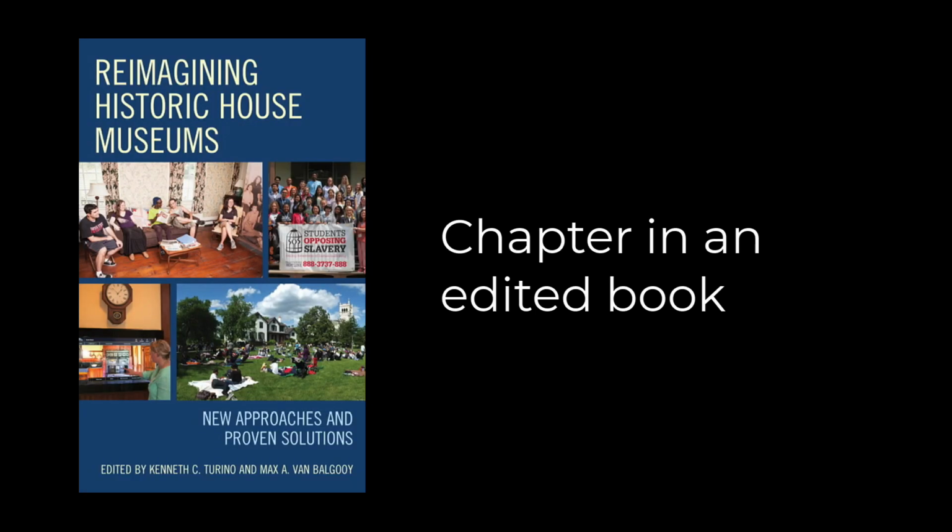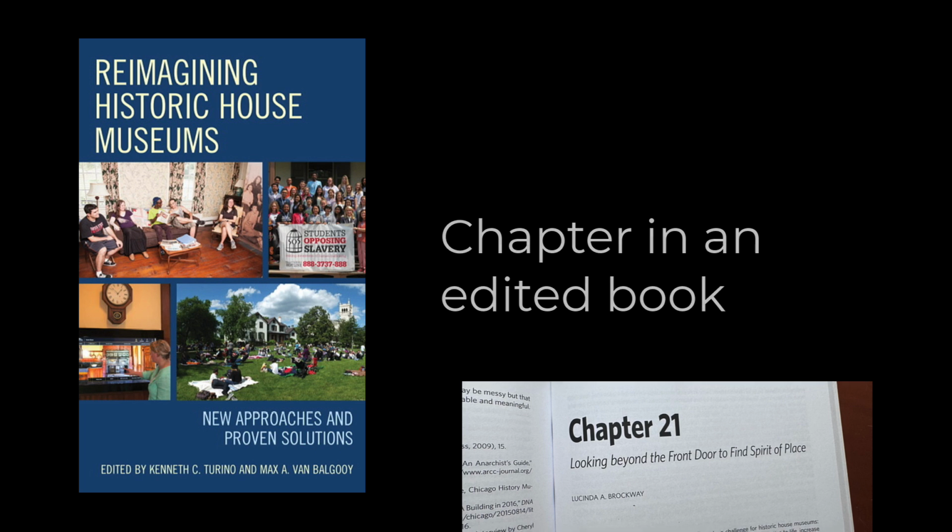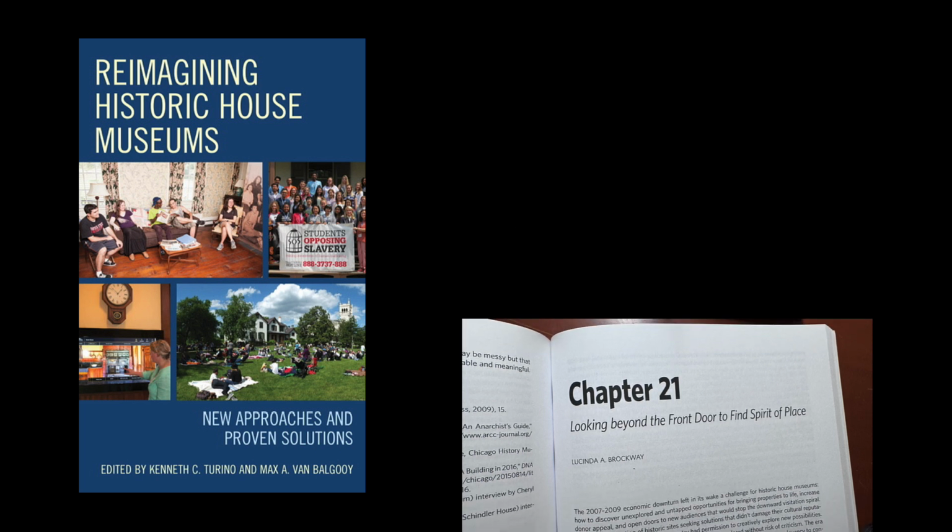Next, let's work on a chapter in an edited book. And we'll be using as our example Lucinda Brockway's chapter, Looking Beyond the Front Door to Find Spirit of Place in Reimagining House Museums. Now, this is going to get a little more complicated, so let's again break it down. The author is Lucinda Brockway, so that's our who. The title is Looking Beyond the Front Door to Find Spirit of Place, that's our what. And where and when is where it gets a little more complicated. This is a chapter in Reimagining House Museums, which is edited by Ken Torino and Max van Belgoy, and it was published by Roman and Littlefield in Lanham, Maryland in 2018.